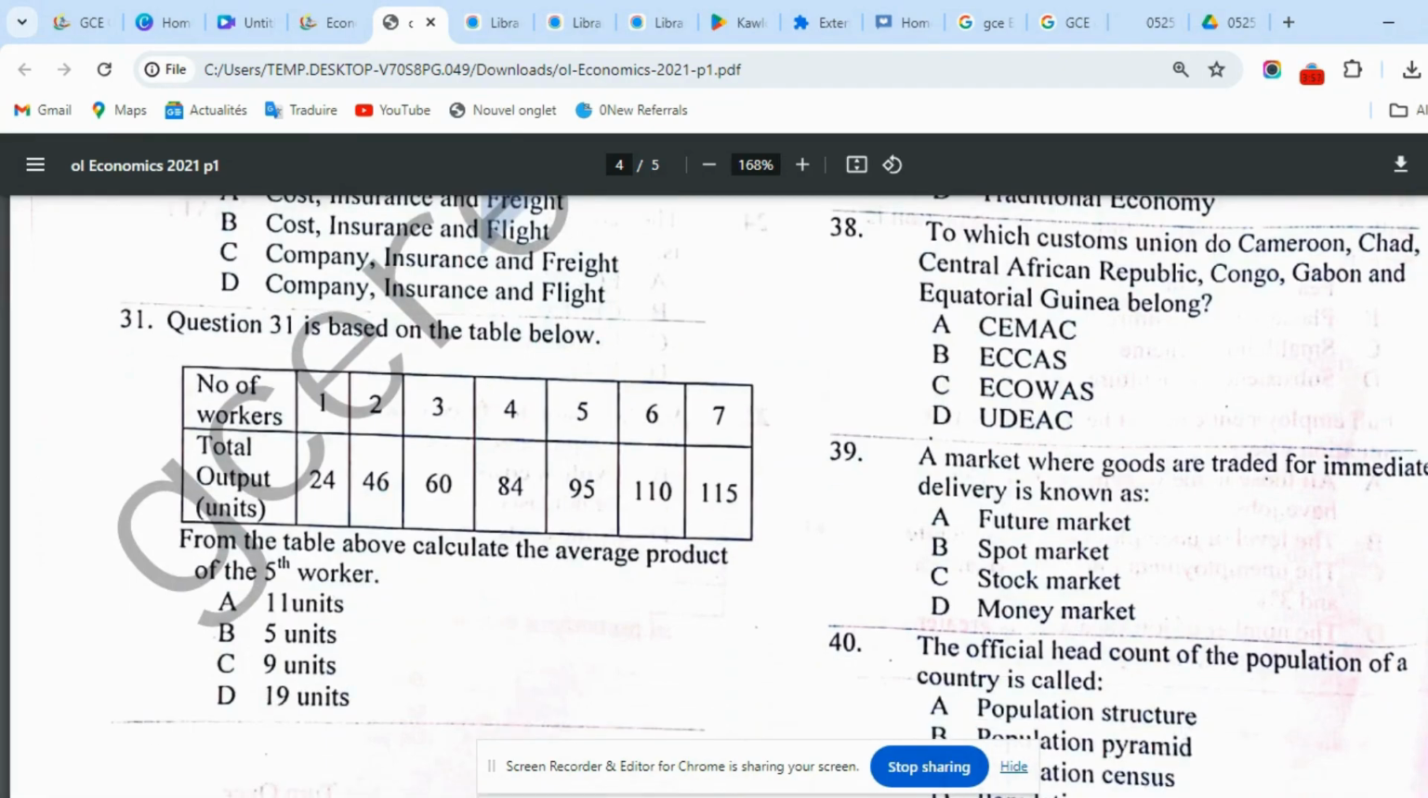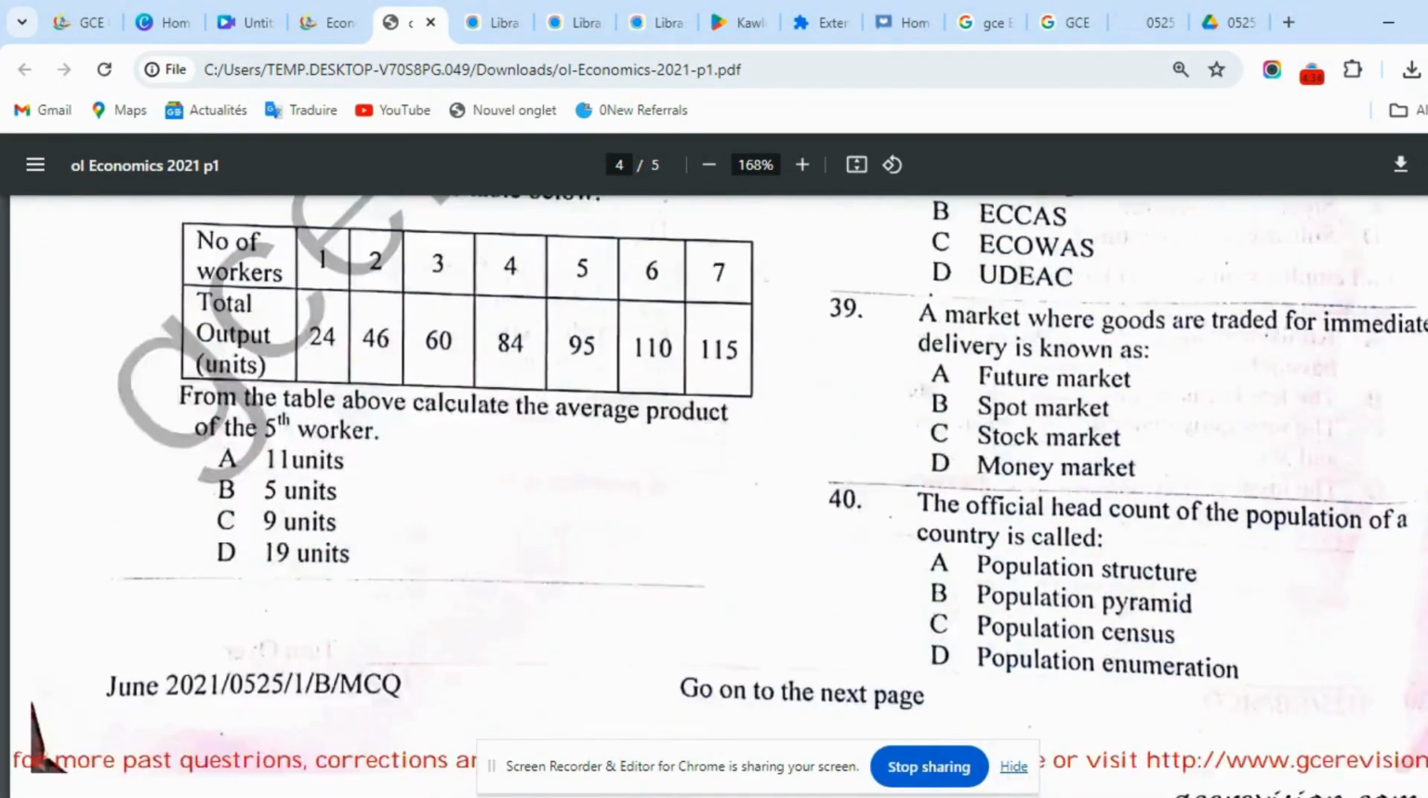It says question 31 is based on the table below. From the above table, calculate the average product of the field worker. So the field worker is, when you look at it, 95. It said we should calculate the average product. So the answer is D, which is 19 units. Okay, so it's 19 units. Now, let's go to the next question.